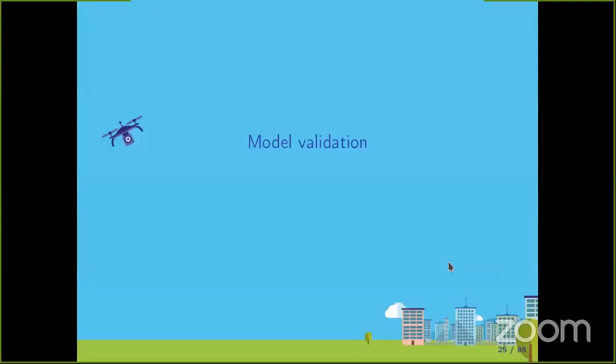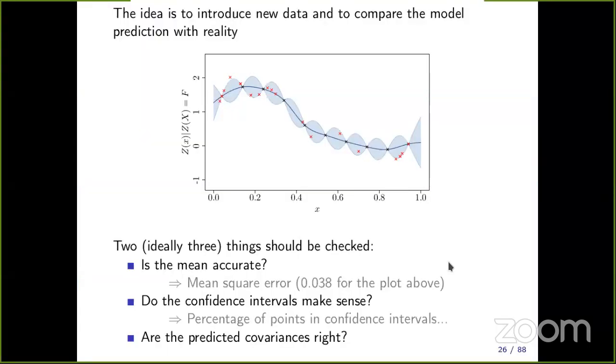Okay, I'll keep going. So now we've seen how to build a model. We get data, then we fit some parameters, and we can make some predictions. But it's very important to make sure that the model we have in hand makes sense. So the typical thing to do is to introduce some new data, some test data, and to compare the model prediction with the reality. So here's an example. I fitted the model on the black crosses, and I have some extra data that is given by the red ones. So ideally, we'd like to check a few things.